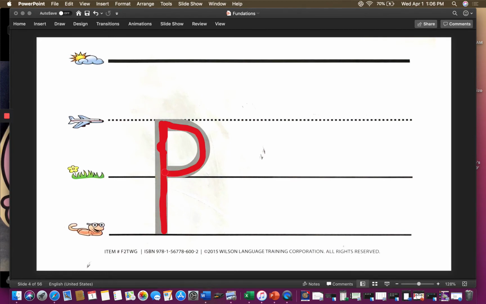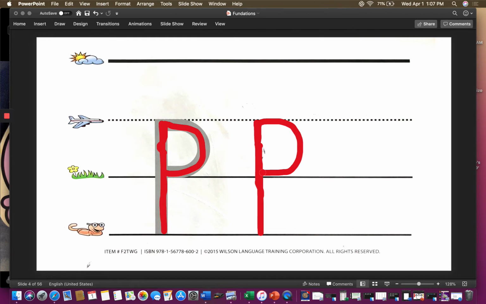P, pan, P. So this one's a little bit different. We don't pick up our marker when we get down to the worm line. We keep our marker or our pencil on the paper and we trace back up. So let's try that again. Ready? We're going to point to the plane line. We're going to go down to the worm line. Trace back up to the plane line and curve all the way around to the grass line. P, pan, P.